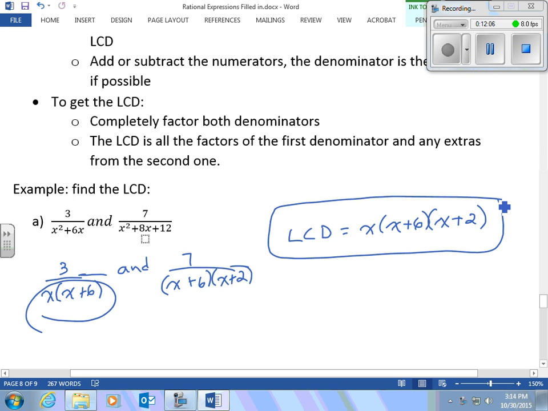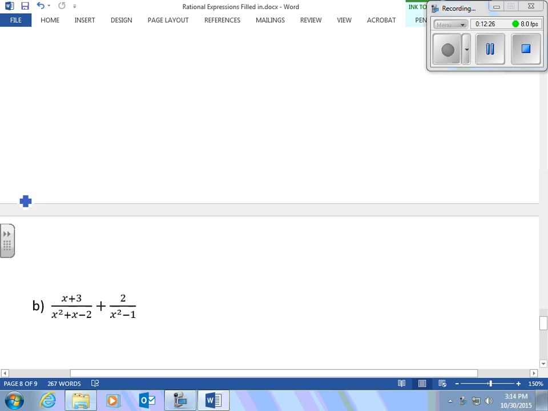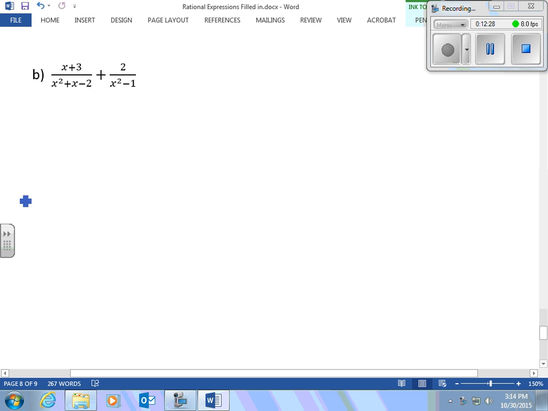So when we're adding or subtracting, the first step is to find the lowest common denominator, and then we multiply tops and bottoms, numerators and denominators by the same things so that we get that lowest common denominator, and then we can add and subtract our numerators. So let's do a couple of examples. I've got x plus 3 over x squared plus x minus 2 plus 2 over x squared minus 1. So let's factor these denominators.